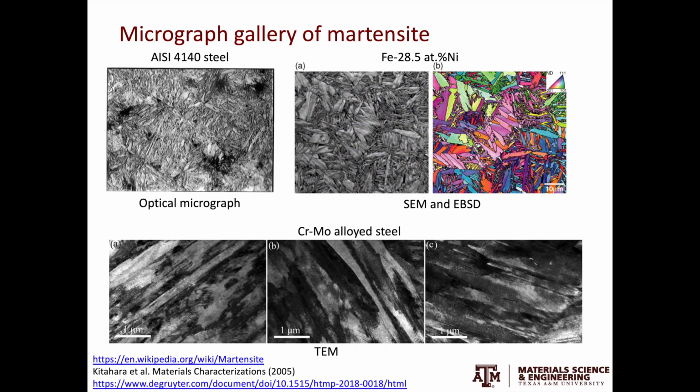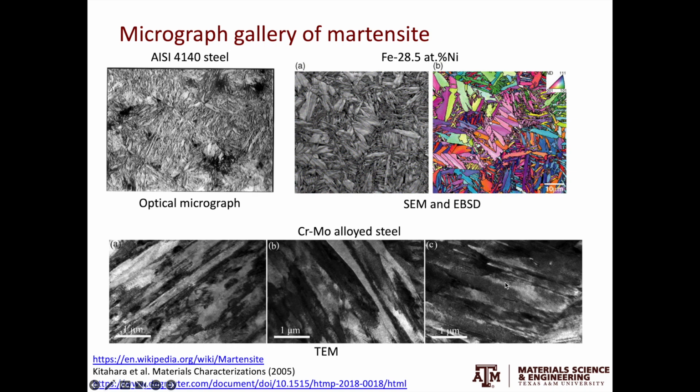You can use various characterization techniques to reveal the Martensite microstructure. You can use optical microscopy. Also, you can use SEM-based techniques such as EBSD. And another common technique is to use regular bright field TEM.